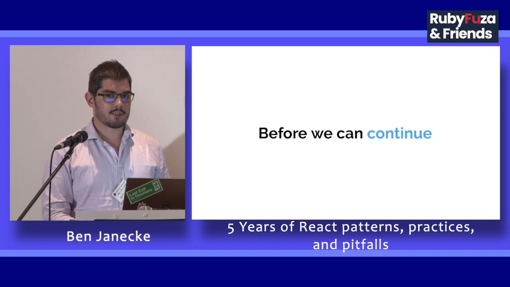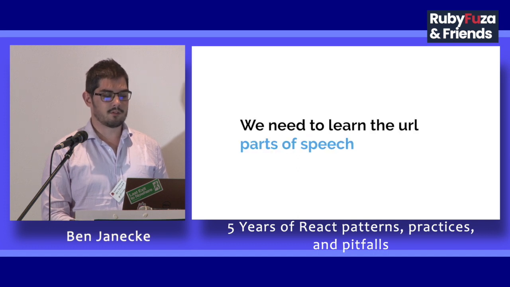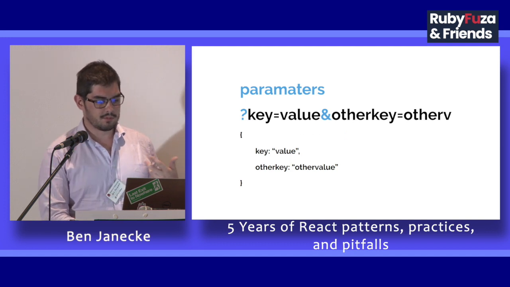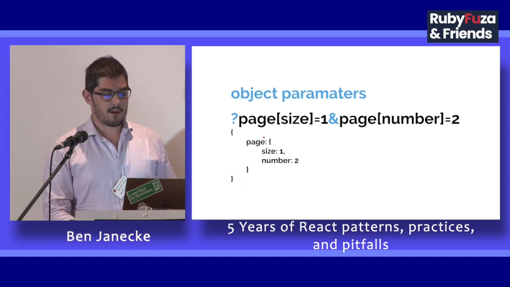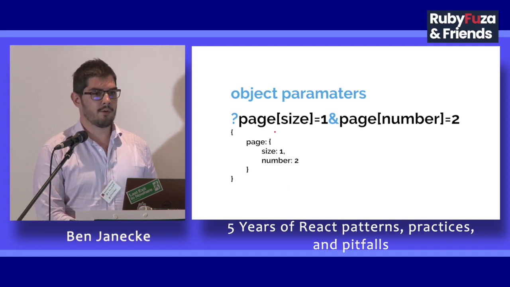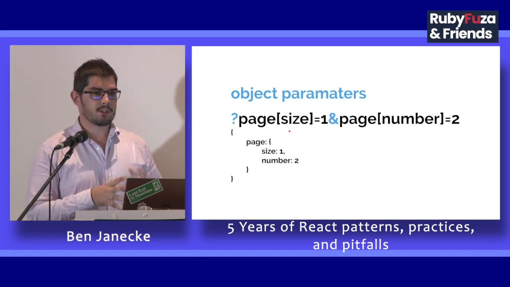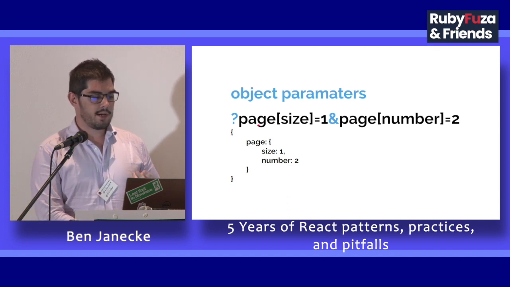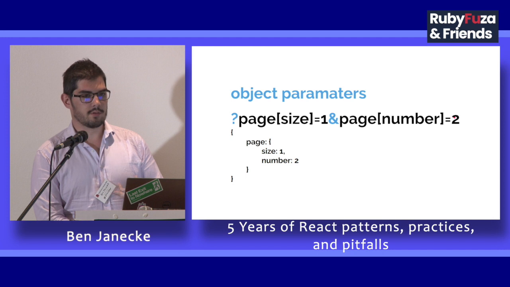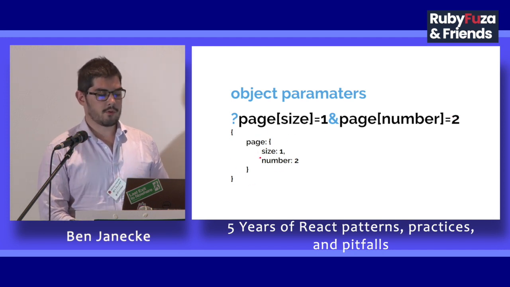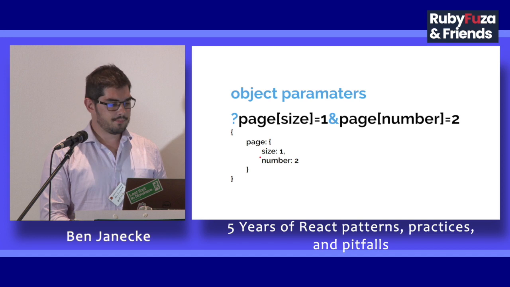But before we continue, we need to talk about the parts of speech of the URL. So parameters are simple. Everyone knows these. Key value, other value. A JSON representation of that looks like this. Object parameters look like this, and not a lot of people know what object parameters are. This definition is supported by Rails and by Express. So you can go page attribute equals 1, page attribute equals 2. Any object name attribute equals value. And this is a JSON representation of what this query parameter would look like.